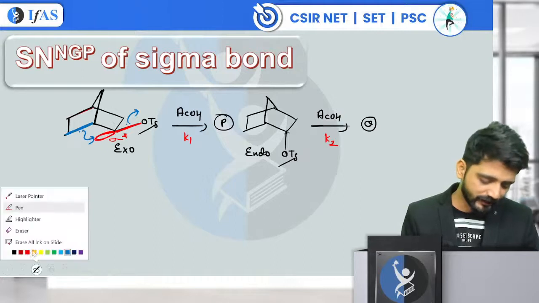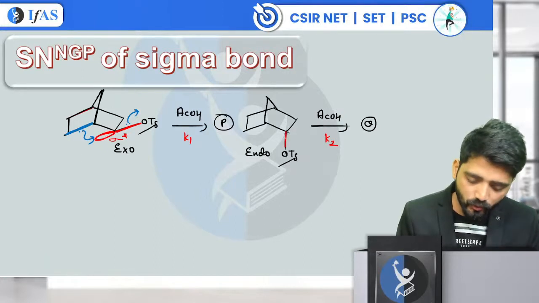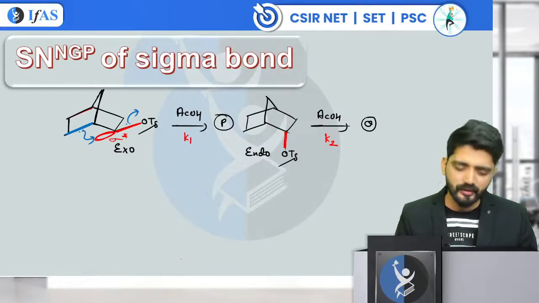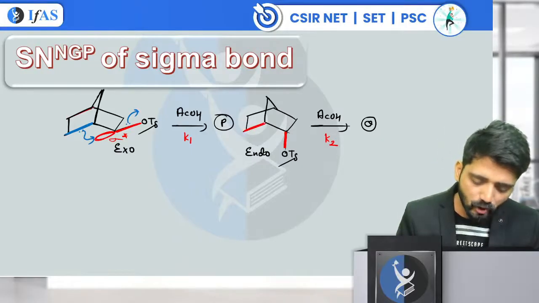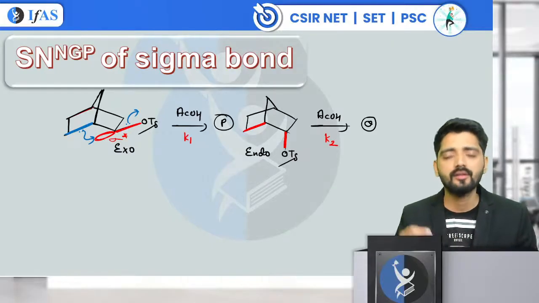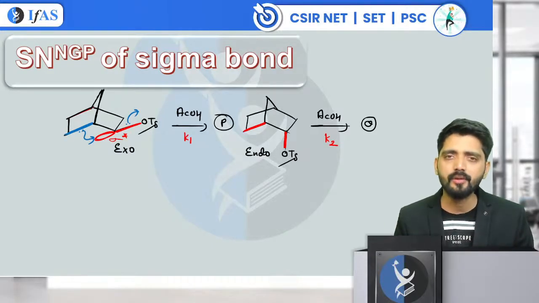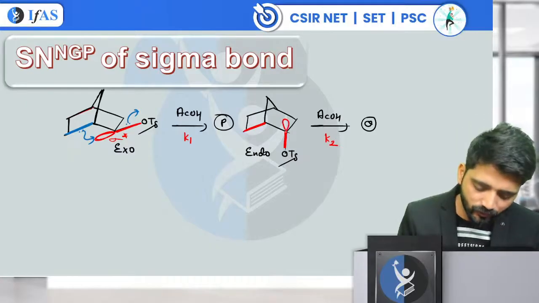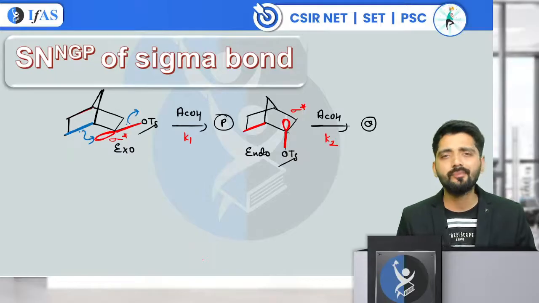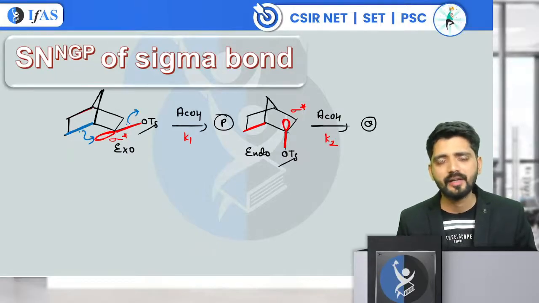But if we look at the second scenario where we have an OTs at the endo position, now this bond is not in anti position to the sigma star orbital or to this red color OTs bond. So it is not possible for it to attack into the sigma star orbital, and no other bonds are anti to this red color bond.